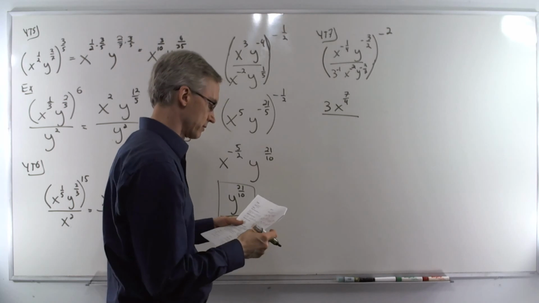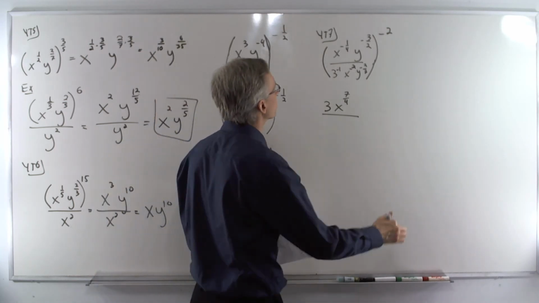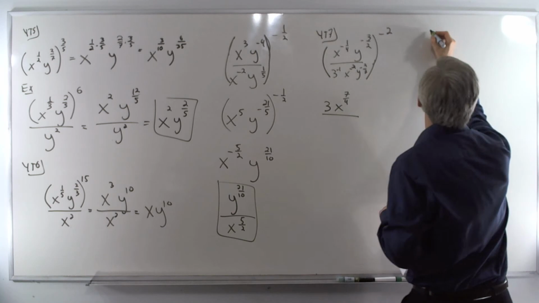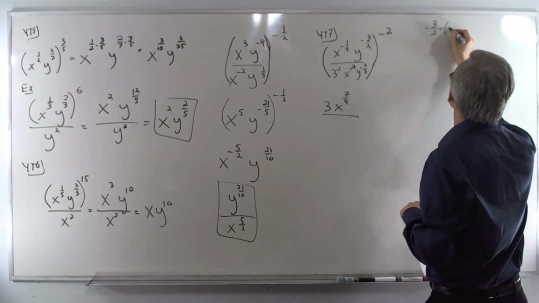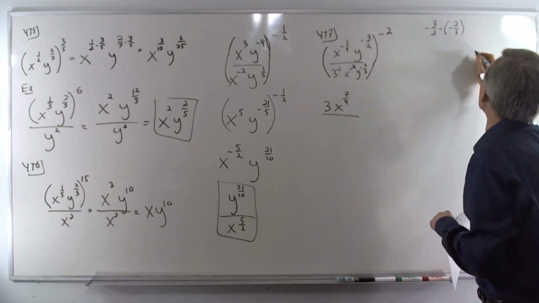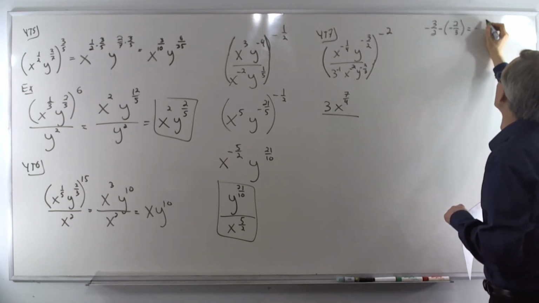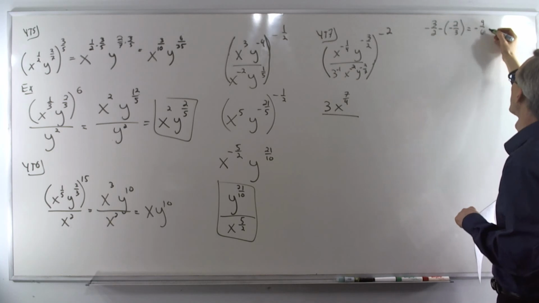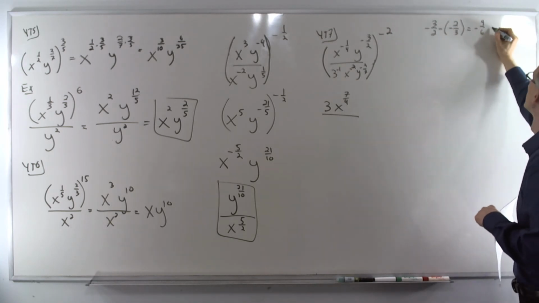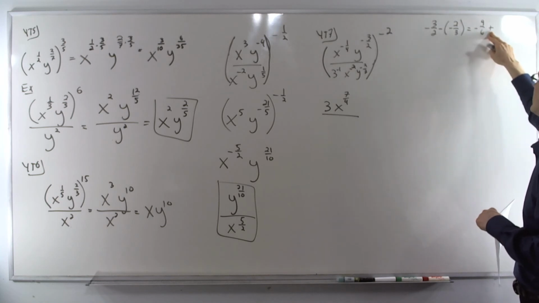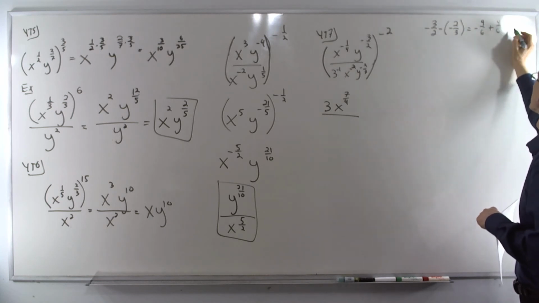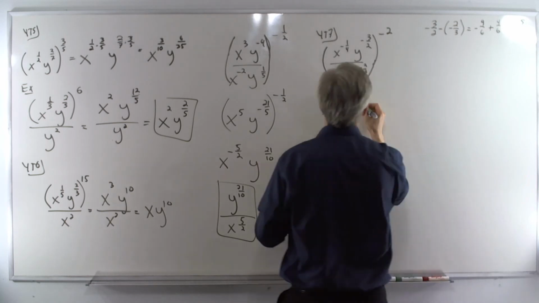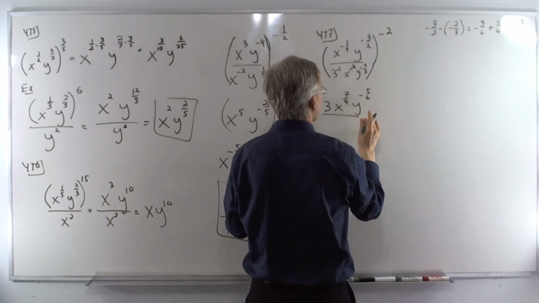And now we're going to combine the y's. We have negative 3/2 minus negative 2/3. We need a common denominator of 6, so the first fraction turns into negative 9/6. Subtracting a negative is like adding, so we'll convert that to adding. And this is 4/6. So that gives us negative 5/6. So we have y to the negative 5/6 power.